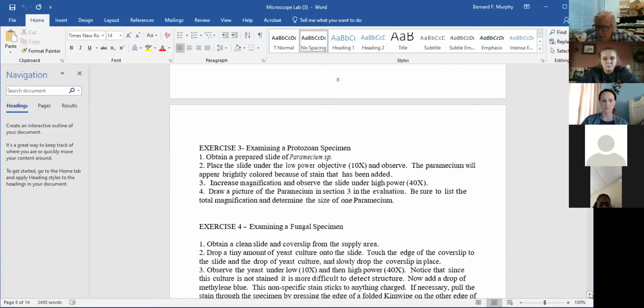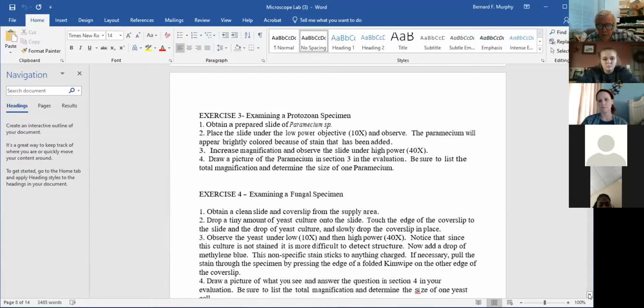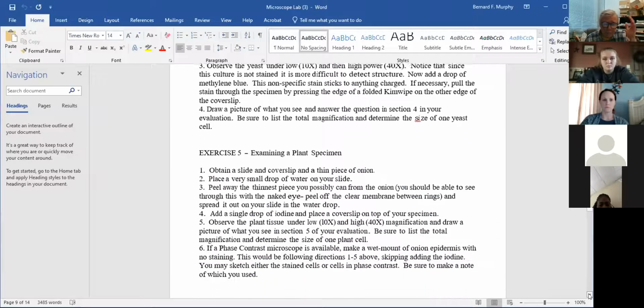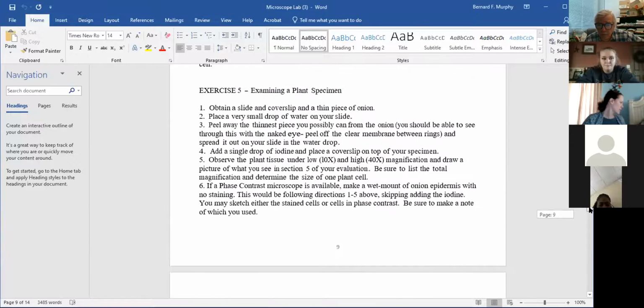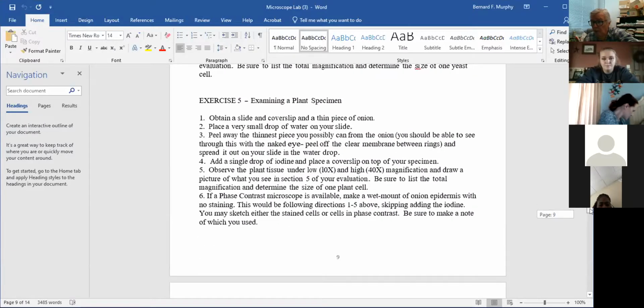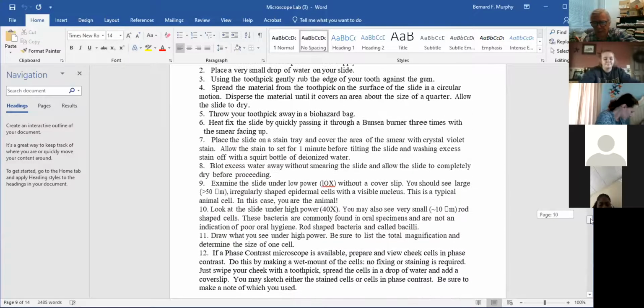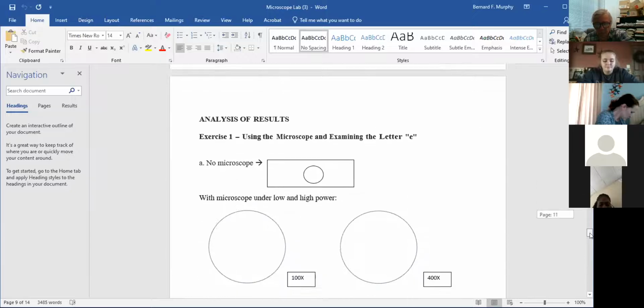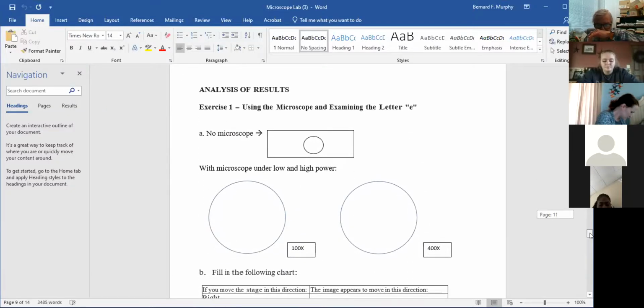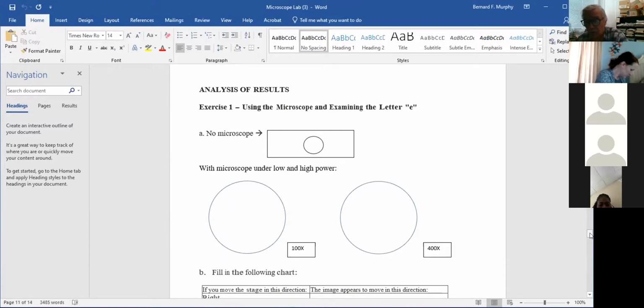In this part here, we'll be examining different types of cells, and we don't have to worry about that because what I would be doing would be asking you to look at a plant or an animal cell. This is how we do it, but you have to worry about these things because we're not actually going to do this. And here under the results, we would write down how the E looks under low and how it looks under high.